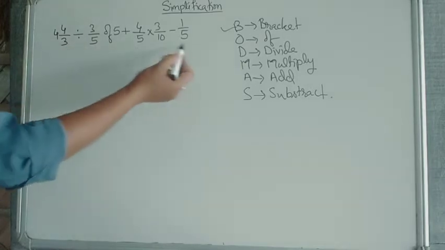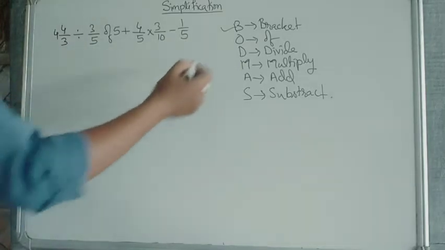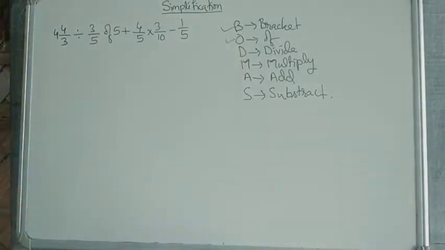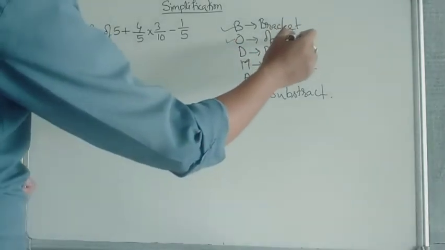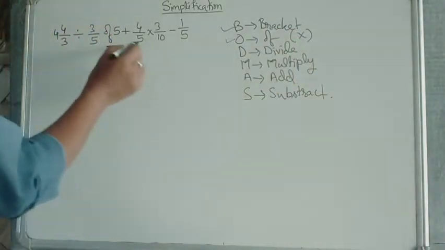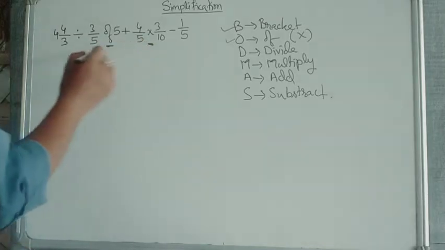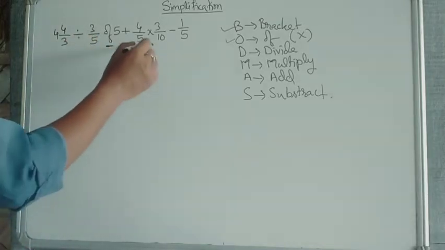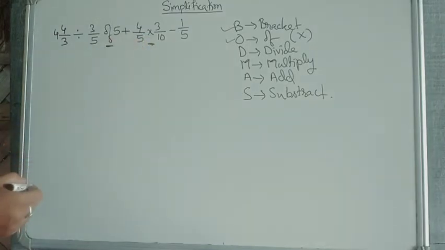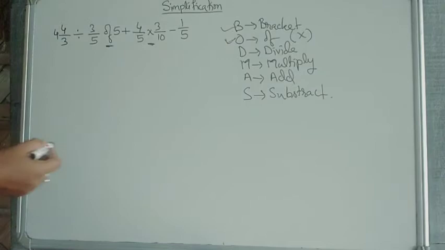So in this question, if you see there is no bracket, so then we have to go for of. Now here you can see one of is there. So what is of? Of is just multiplication only. But there are two. Suppose this is of and this is multiplication. So we have to do of first, multiplication we have to do later. So you have to be careful. That's why of comes second.